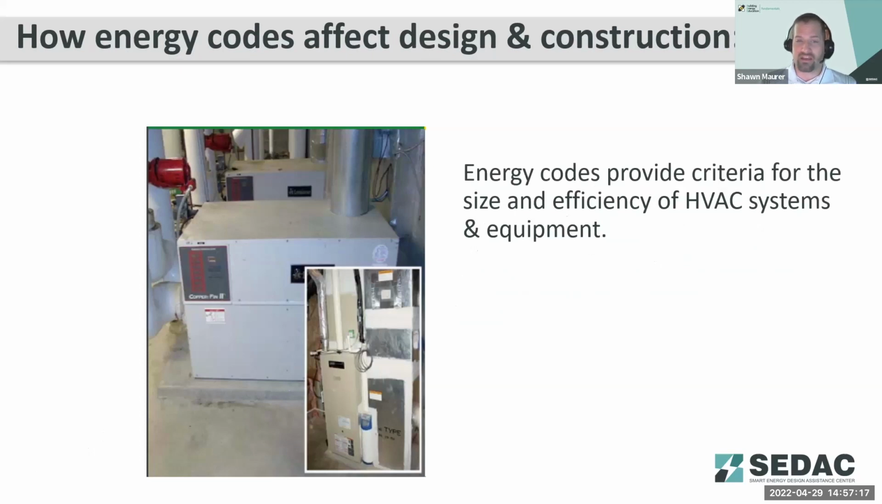Similarly, for HVAC equipment, the energy code provides criteria for size and efficiency of HVAC systems and equipment, but doesn't specify that you must use a particular type of system for efficiency. It allows that flexibility to pick and choose the systems that are most cost effective for your project, as long as they meet these minimum requirements and are properly sized for the loads in the building.